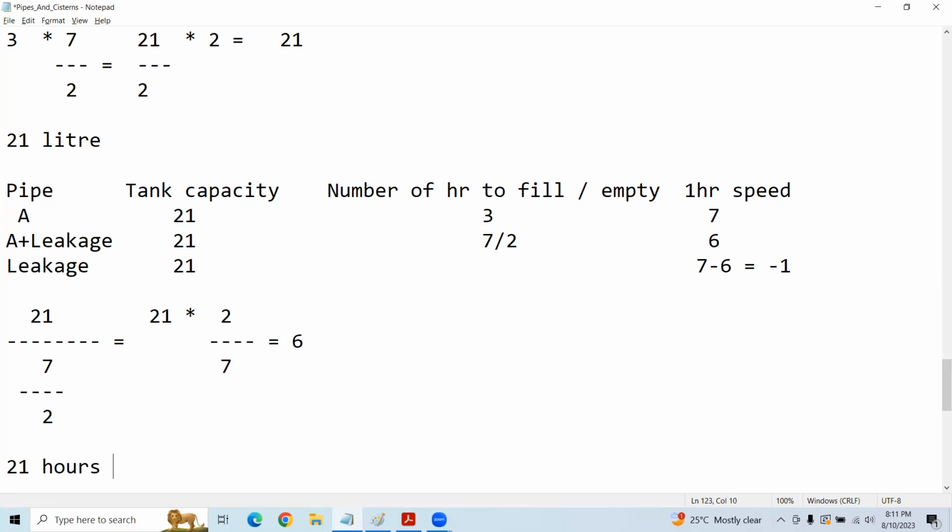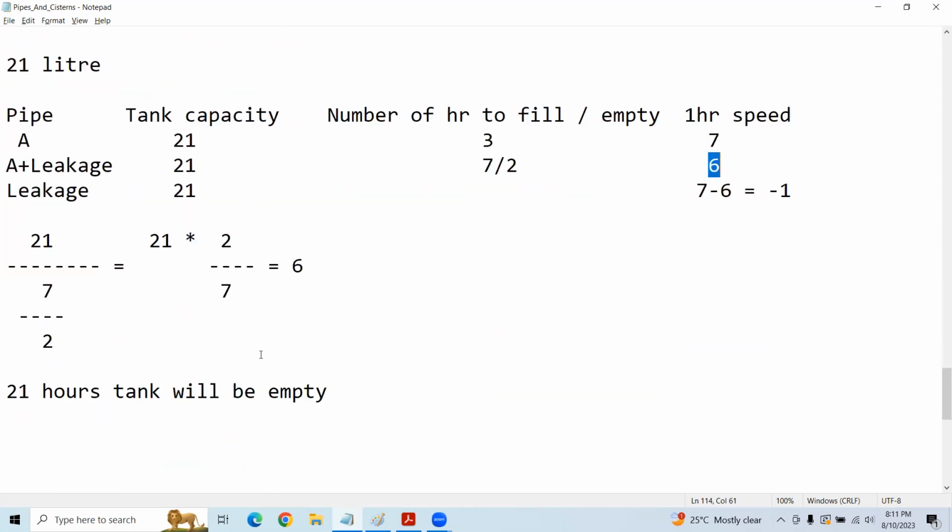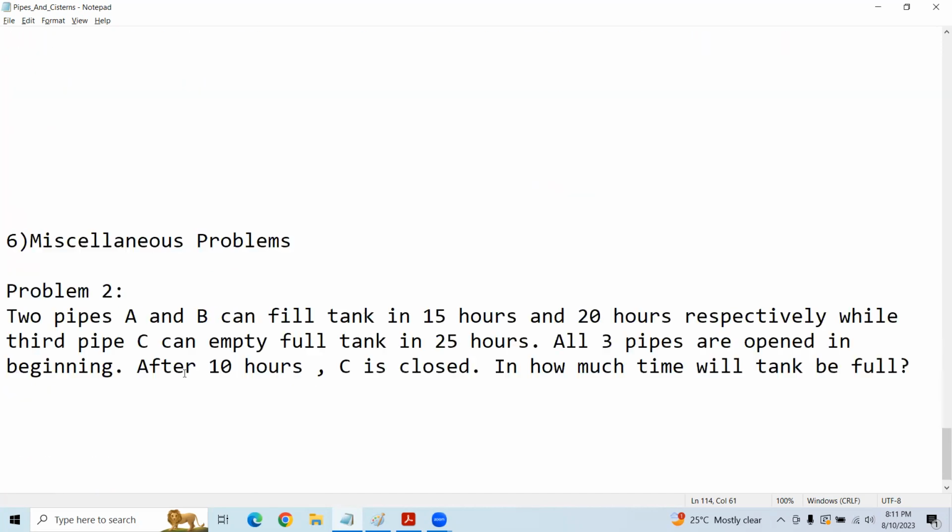In 21 hours, the tank will be empty. Earlier, they have given us A's speed is 7, and A plus leakage speed is 6. Leakage is going to do some negative work. So 7 minus 6 is 1. So we can say that in each hour, 1 liter of water is going. So 21 upon 1, you will get the answer as 21 hours to empty.